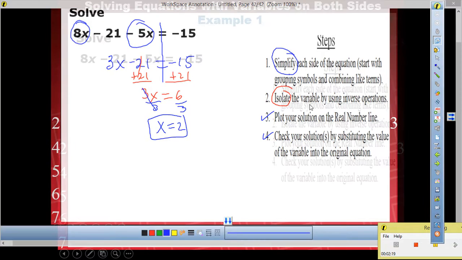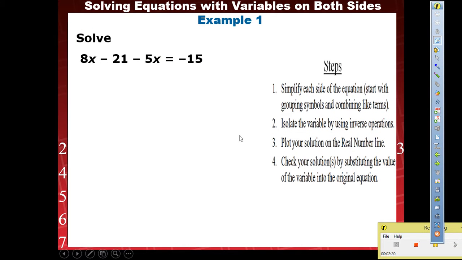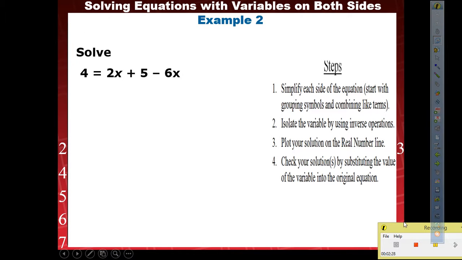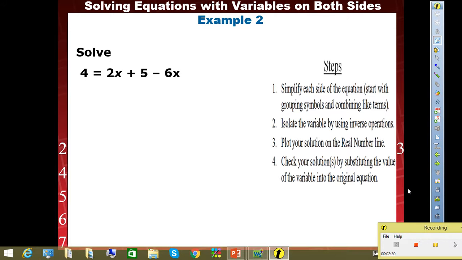Example 2. Copy that. See if you can do this one by yourself. It says solve: 4 equals 2x plus 5 minus 6. Copy that and solve. Okay, here it goes.